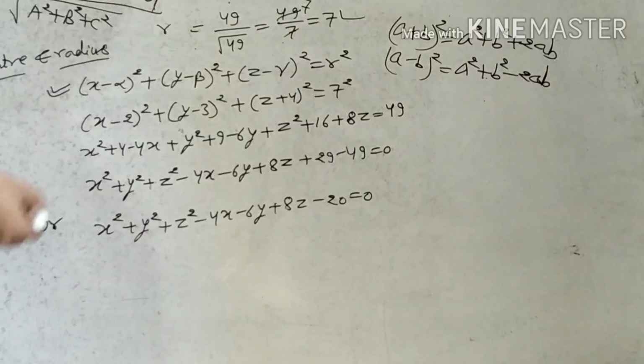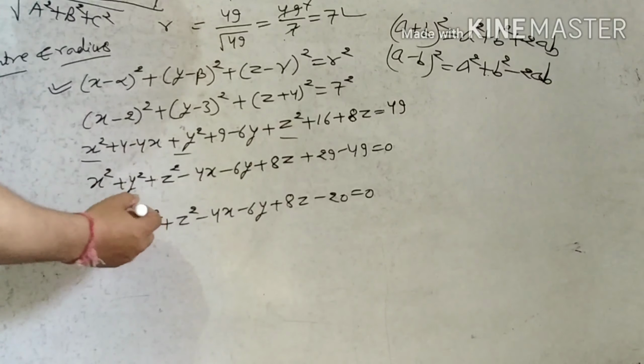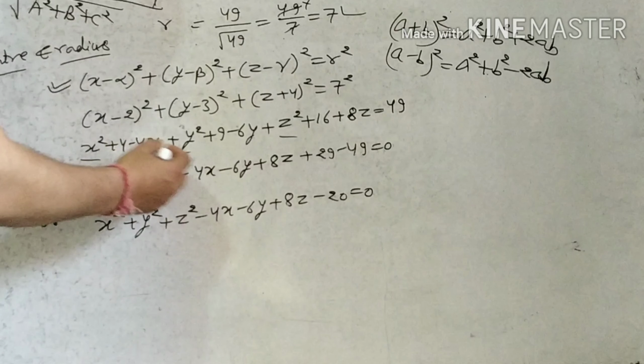Now you will simplify it. First you will write the square terms x square, y square, z square, minus 4x minus 6y plus 8z. Now 4 plus 9 is 13, plus 16 is 29. For this 49 you will take it to the left hand side, the sign will be changed, minus 49. So 29 minus 49 will be minus 20. x square plus y square plus z square minus 4x minus 6y plus 8z minus 20 equal to 0.